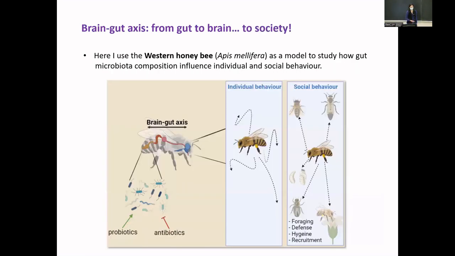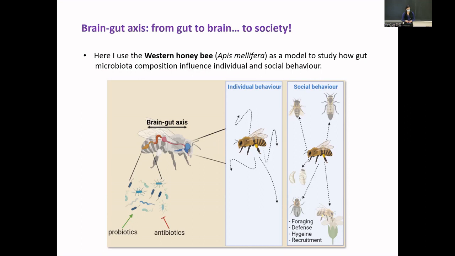Here I'm using the Western honeybee as a model to study how gut microbiota can influence individual and social behavior. As trendy as brain-gut axis research has recently become, for the most part it has concentrated on humans and vertebrate models, and not as much has been done for insects, and even less for eusocial insects.